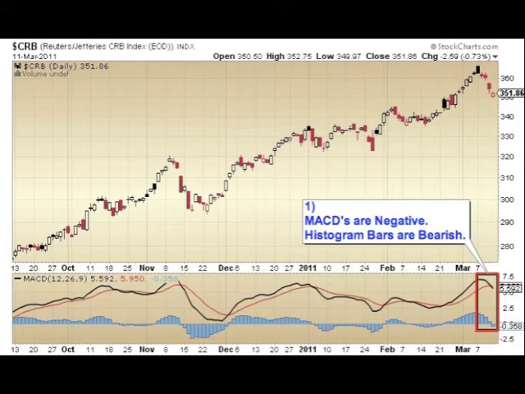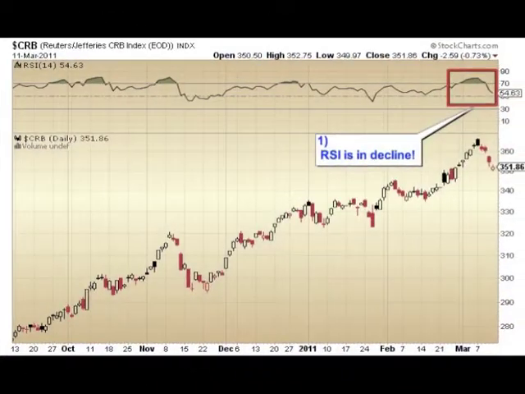And a look at the MACDs and the histogram bars shows us that they just turned negative and gave us a bearish signal, so we gave this one a red mark too. And a look up top at the relative strength index shows us that that's declining too from overbought territory, so we're losing strength there. We had to give this one a red mark as well.